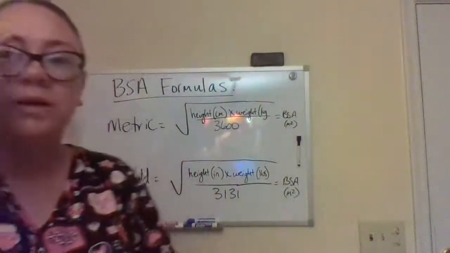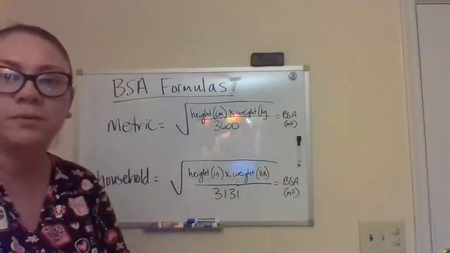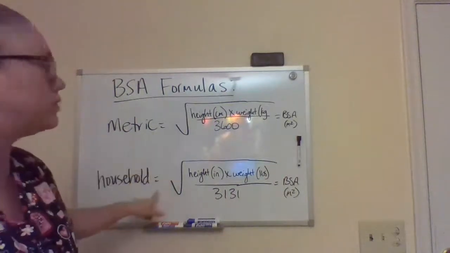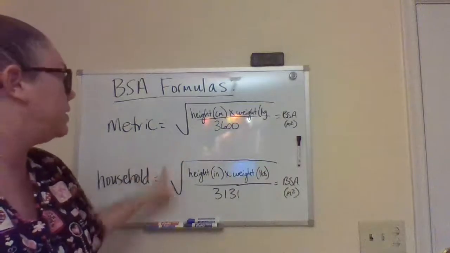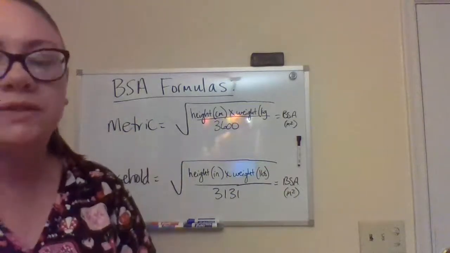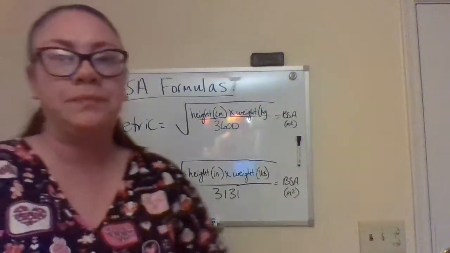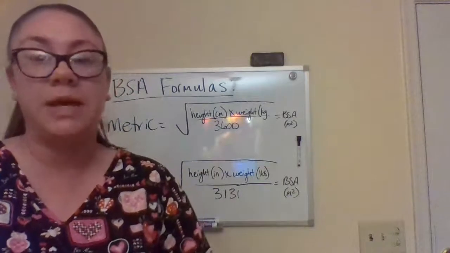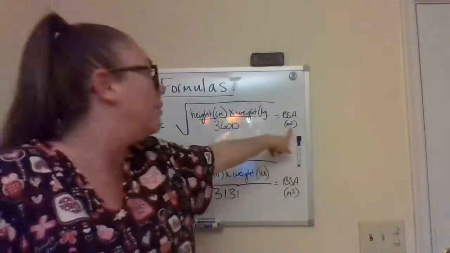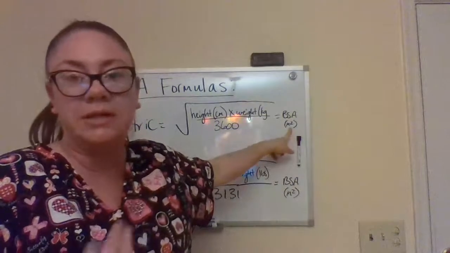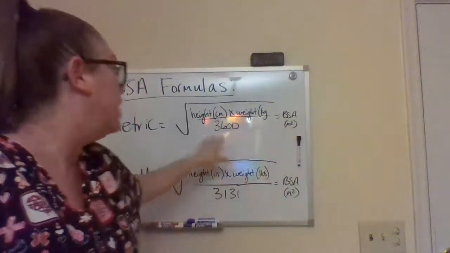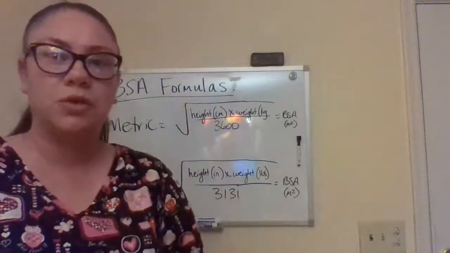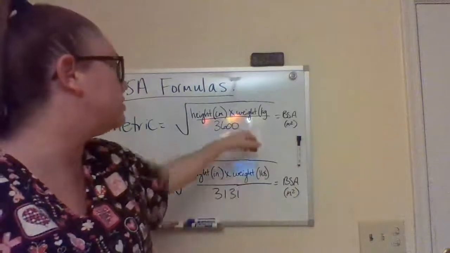Alright, so this video is going to cover BSA formulas, or body surface area formulas. You can see here that there are two separate formulas that you can use. Body surface area is a precursor to calculating doses based off of BSA, and it would end up being listed in meters squared. I give both the metric and the household formulas to students, so you don't have to do these conversions.